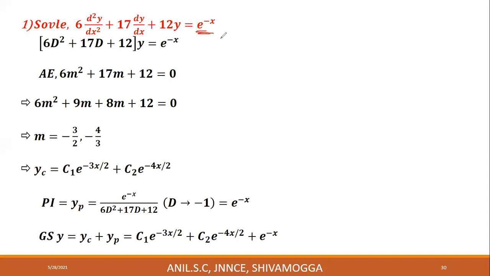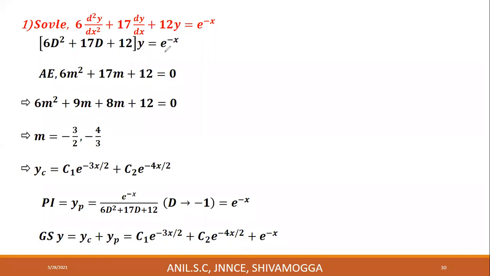And what type of differential equation is this? Or what type of particular integral is this? If phi of x is exponential, then the problem is to be treated as a type 1 problem. E power minus x is exponential, therefore clearly this is a type 1 problem. First we find the complementary solution. The given differential equation can be written as (6D square plus 17D plus 12) into y is equal to e power minus x.